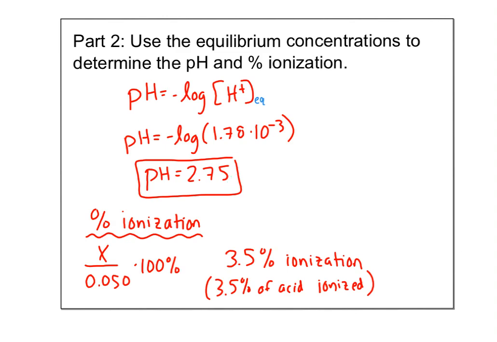Percent ionization is whatever X is divided by the starting concentration. And remember, X is H plus at equilibrium. So I'm basically taking H plus at equilibrium divided by what we started with times 100, and we get 3.5. So that means 3.5% of the acid ionized. That is very weak, right? A strong acid is 100%. Weak acid is typically less than 5, so not a whole lot of that H breaking off.